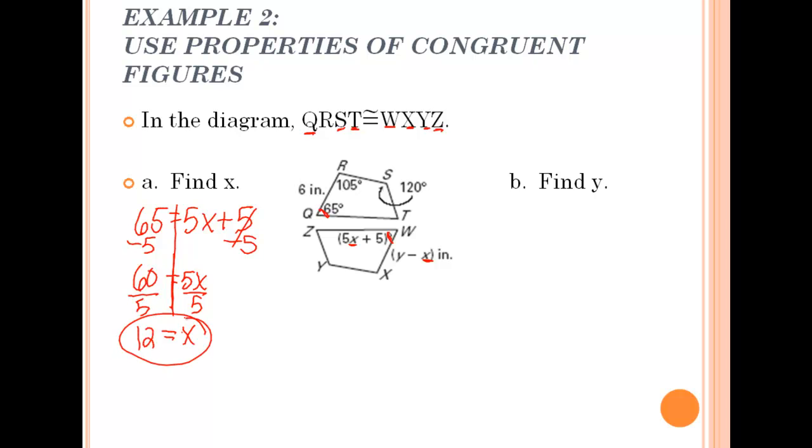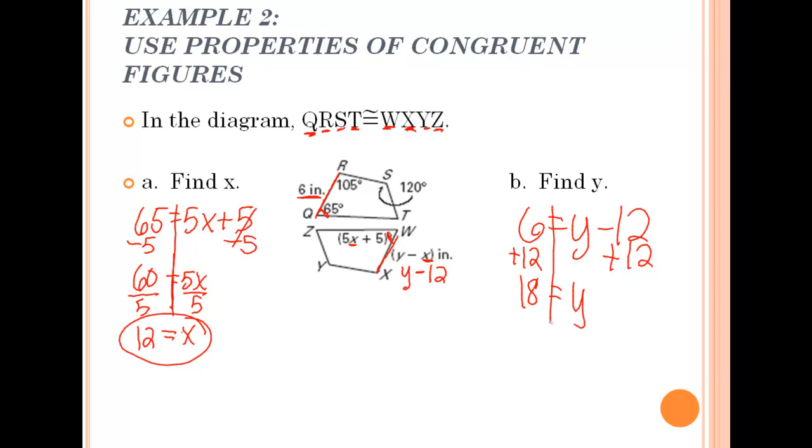Now we want to find y. I know this side is y minus x, which is 12. And I know this segment, XW, is congruent to this segment over here, RQ, because again, R and X are in the same spot, and Q and W are in the same spot. Since those two are congruent, and this is 6 inches, I can say 6 equals y minus 12. And if I add 12 to both sides, you find that y equals 18.